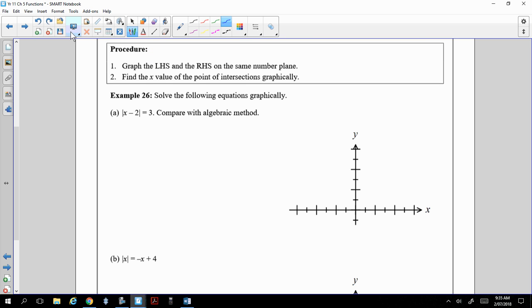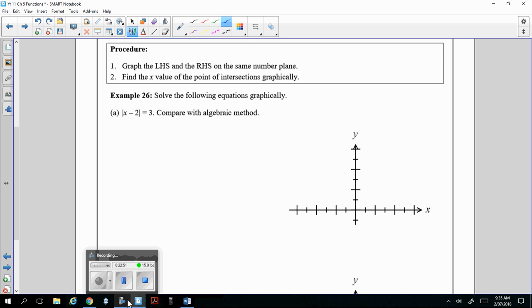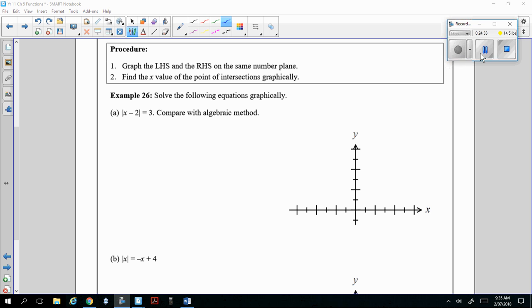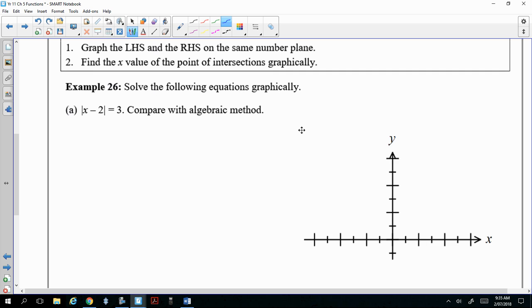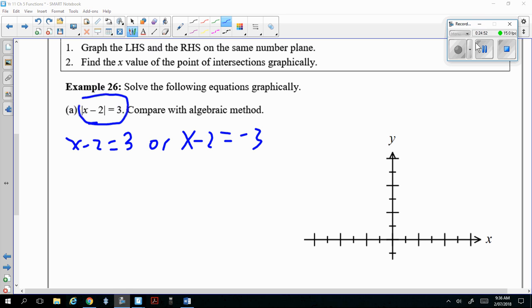Once we do this, we need to be able to link that with the algebraic method of solving absolute value equations. Now, how do I usually solve this? Absolute value of this equals 3, absolute value of this equals -3. So we solve for x equals 5, x equals -1, right? That's how we do it algebraically.